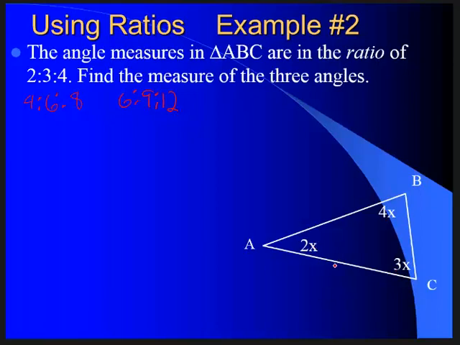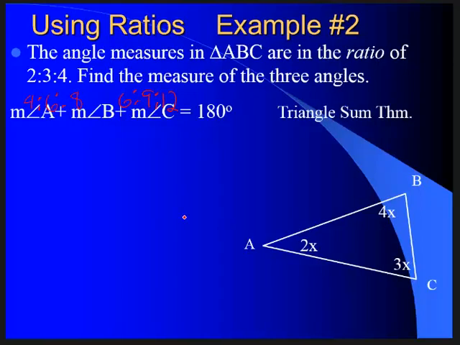Now, let's think about this. I have all these x's, so I can put them in the same equation. What I need to know is what is the relationship between those three angles. Am I told that any of them are equal to each other? No, there's no congruency marks. Nothing in my question tells me. But I do know that all three angles of a triangle add up to 180 degrees. All right, that's the triangle sum theorem.